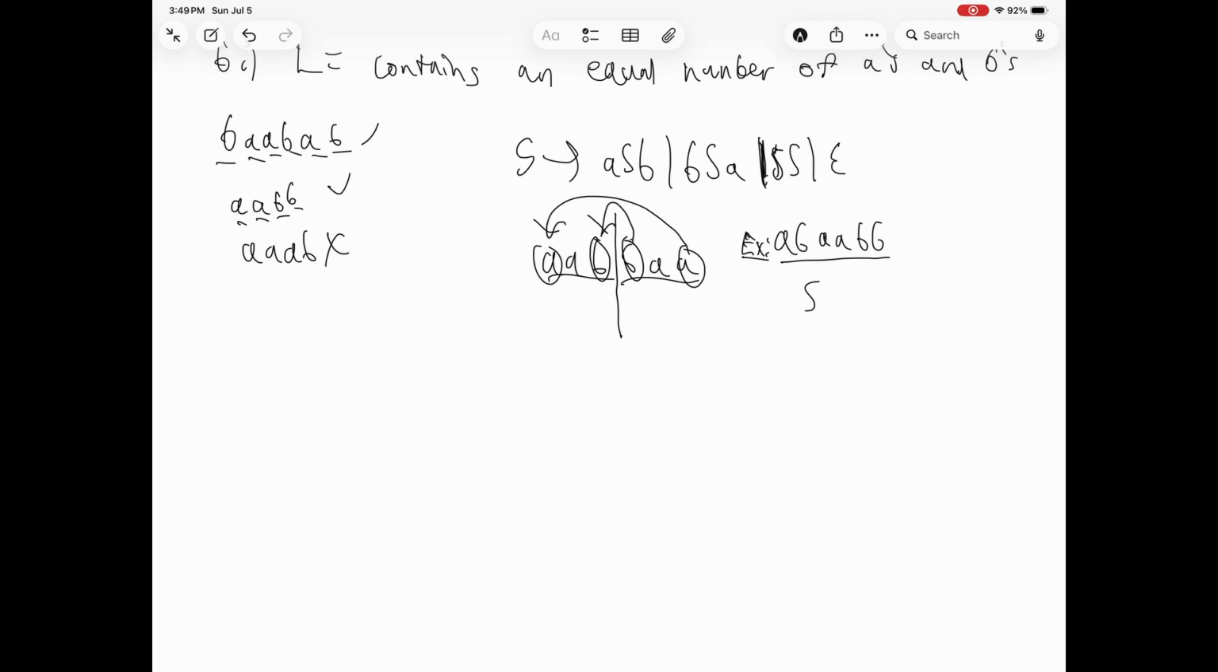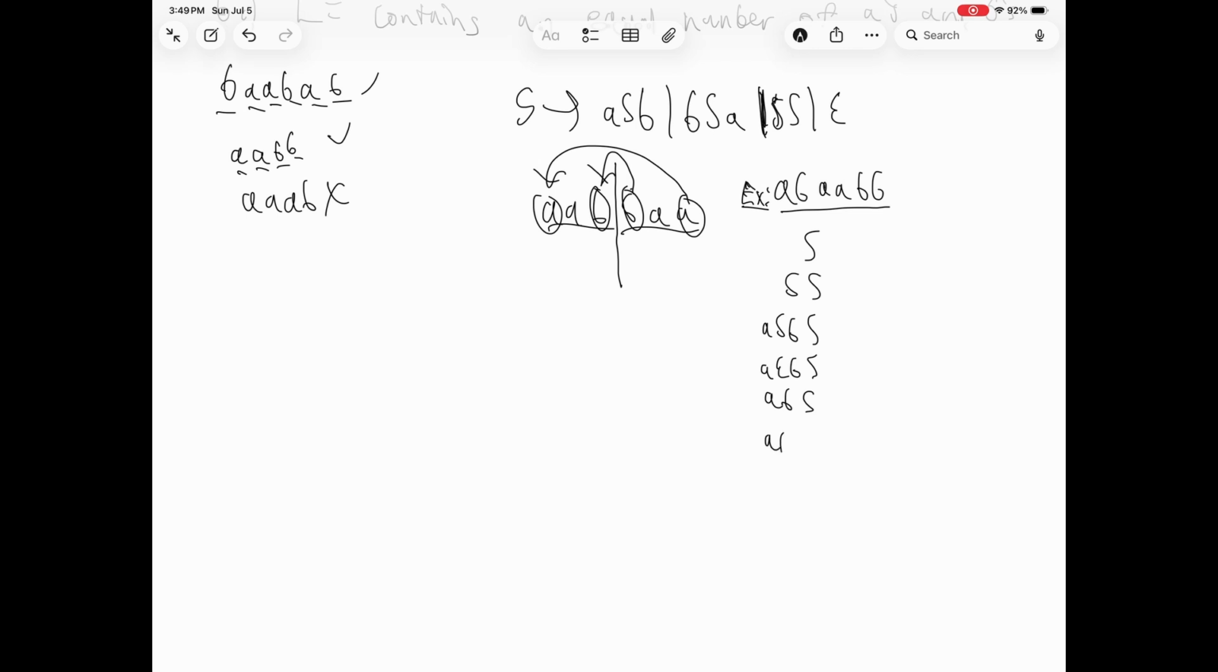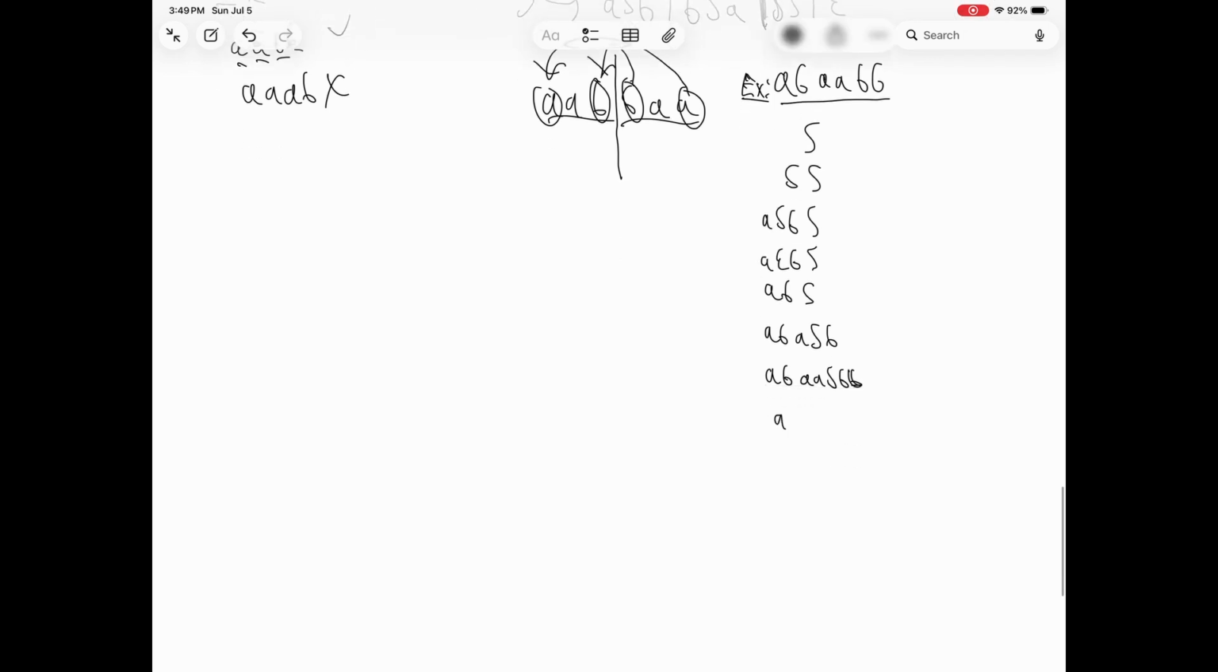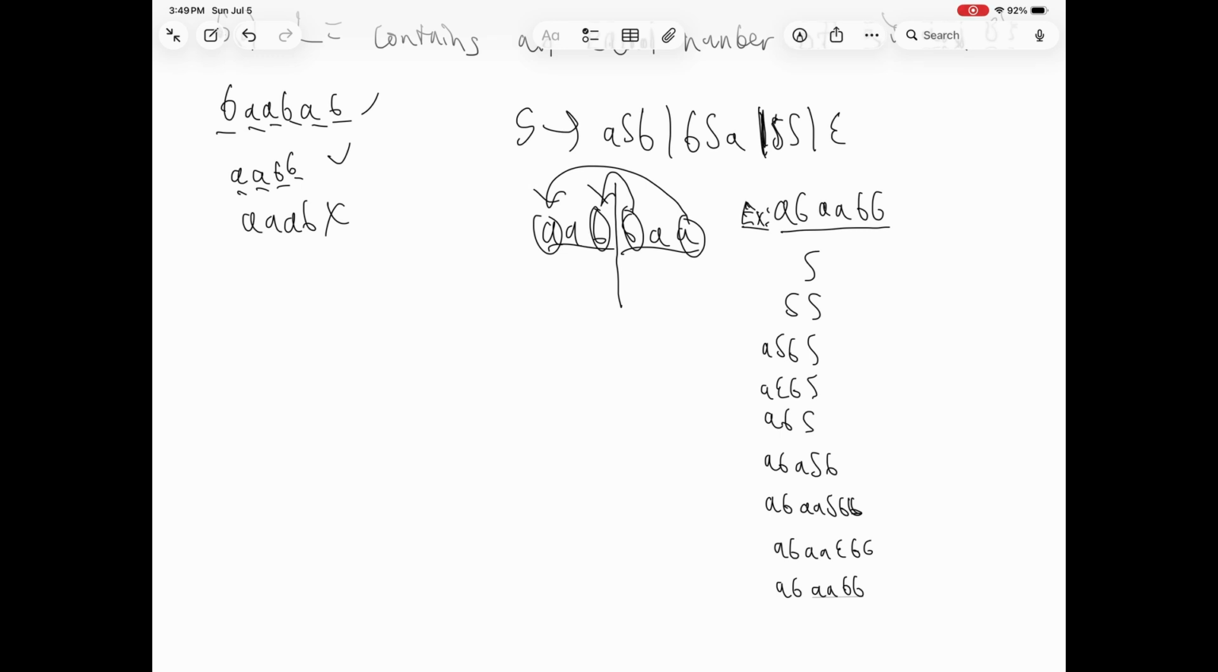All right, example. This is our goal. So we start with S, we go to SS, we go to ASBS, then we go to A epsilon BS, and then we go to AB S because epsilon's the empty string, and then we go to ABASB, and then we go to ABAASBB, then we go to ABAA epsilon BB, which because that's an empty string just simply results in the string that we want. So you can work through it.